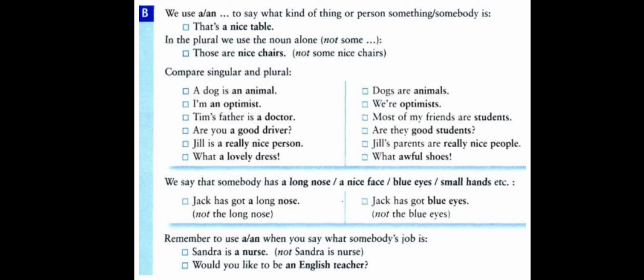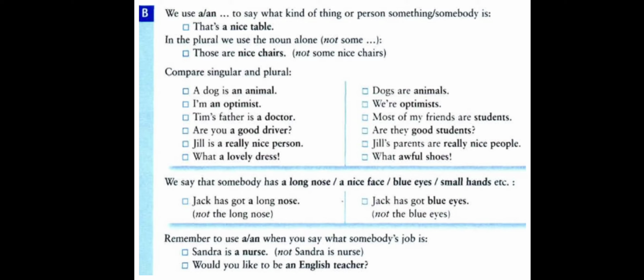Tim's father is a doctor. If we speak about the job of a person, then we use the article a or an. He works as a doctor. Doctor is singular, so we use the article a. Most of my friends are students. Here their job is that they are students, so we don't use any article because it is plural.